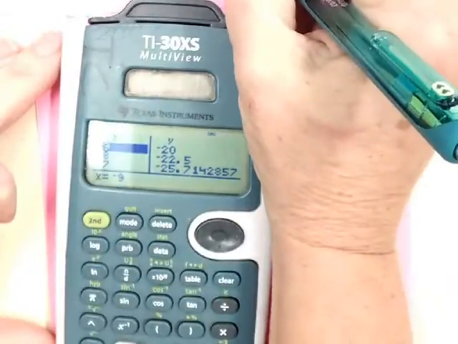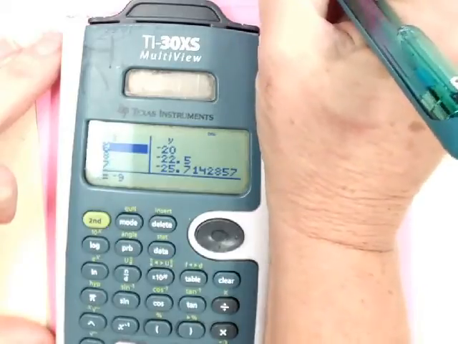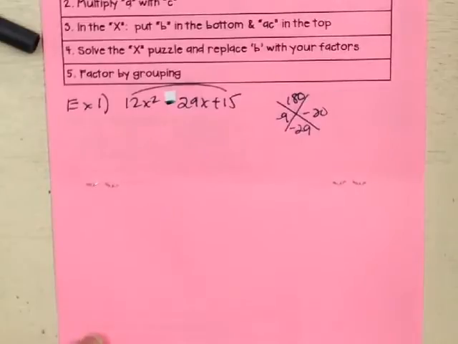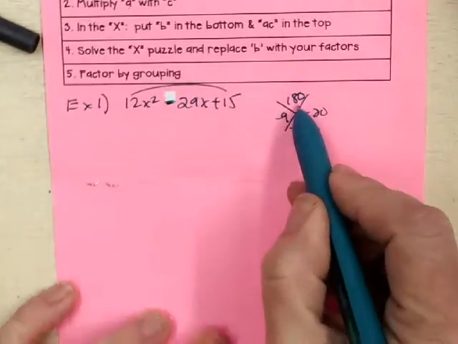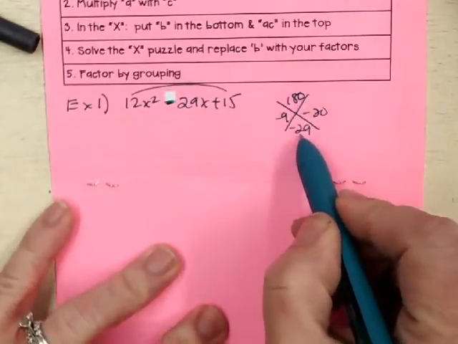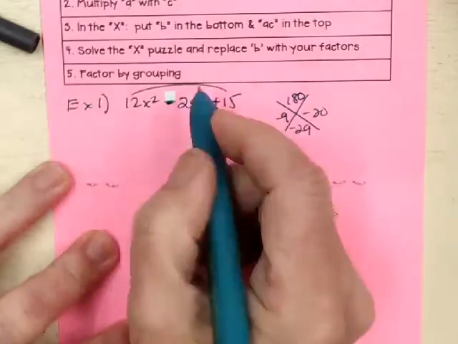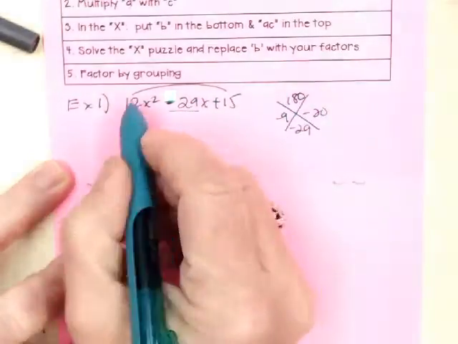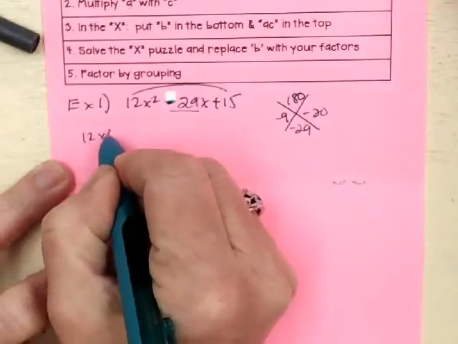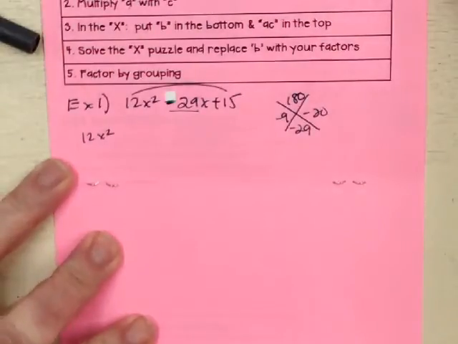So this is negative 9 and negative 20. So I took those two factors that multiplied to give me a positive 180, and add to give me a negative 29, and I'm going to bust that b with them. So I have 12x squared. Most of the time, I don't want to say all the time, because as soon as I do, there will be a case where that's not true.